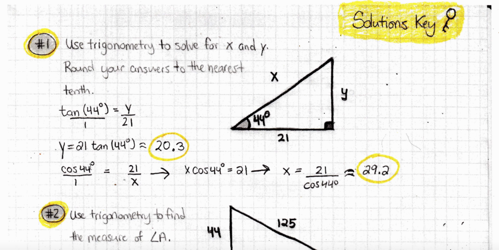Cosine is adjacent over hypotenuse. So the cosine of 44 degrees over 1 is 21 over x. Cross multiply. This becomes x times the cosine of 44 degrees equals 21. Then we have to divide both sides by the cosine of 44 degrees. So x is 21 divided by the cosine of 44 degrees. Plugging into the calculator and rounding gives us 29.2. And so that's the complete solution for number one.